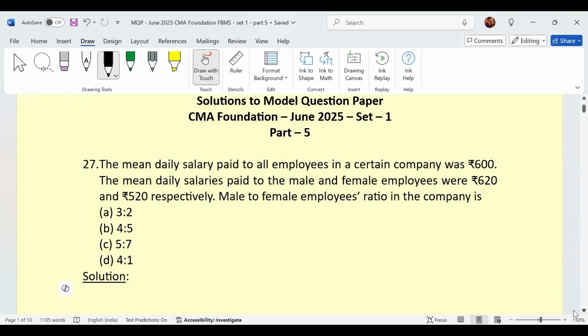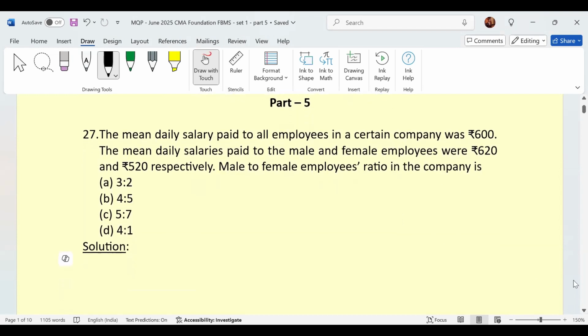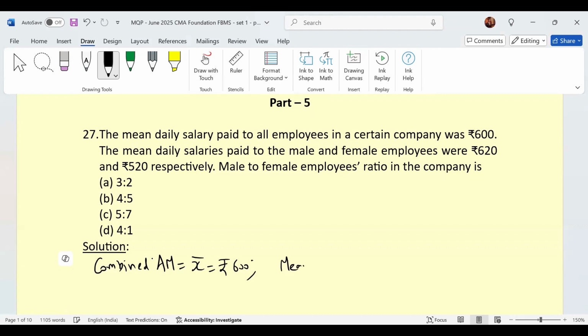That is the question. So here, of all employees, the average is given. We will consider that as combined mean or combined arithmetic mean. We will denote it by X bar, and that is given as rupees 600. Then the mean of males is given as 620, that we will call X1 bar.